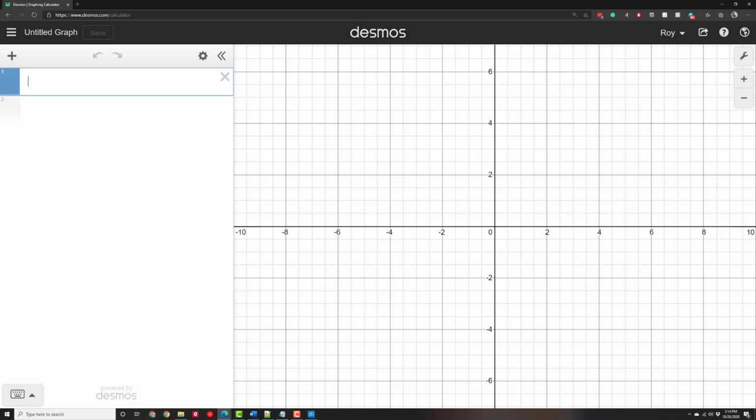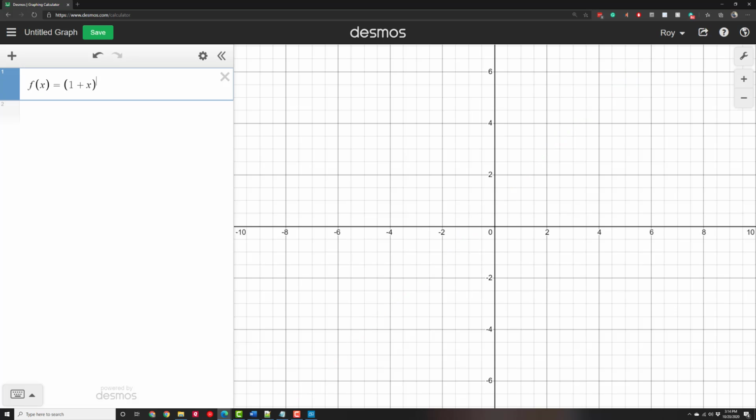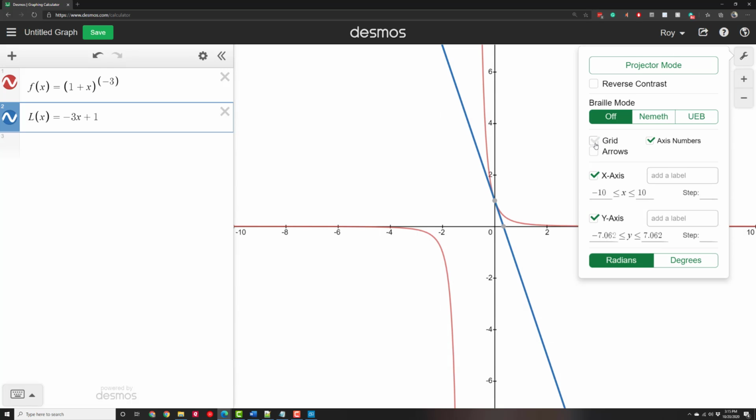So here we are in Desmos, and I'll go ahead and just graph f of x is equal to, it was 1 plus x raised to the negative third power. There it is right there. And we built our tangent line, L of x, to be, what was it, negative 3x plus 1. There we go. And I really detest the whole grid there, so I'm going to turn that grid off.